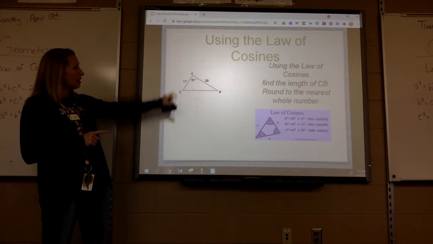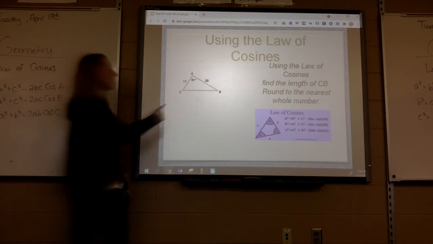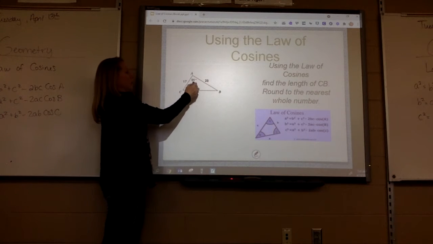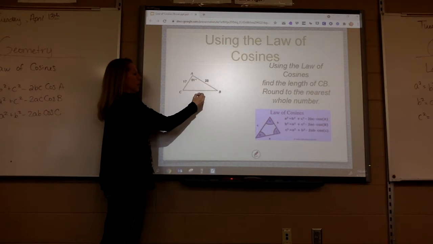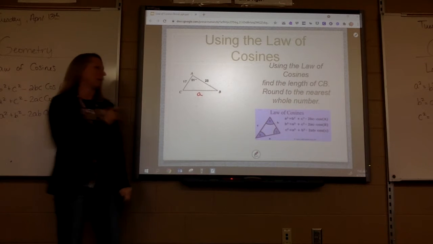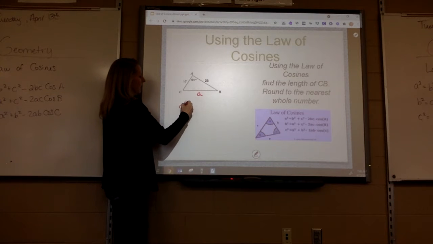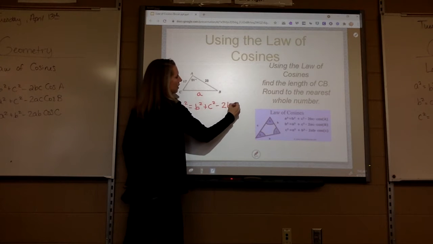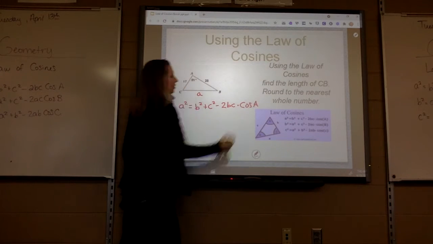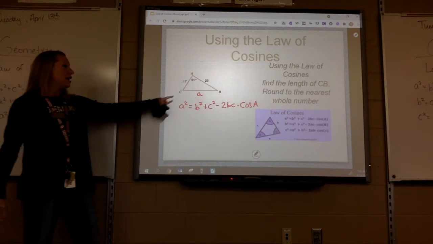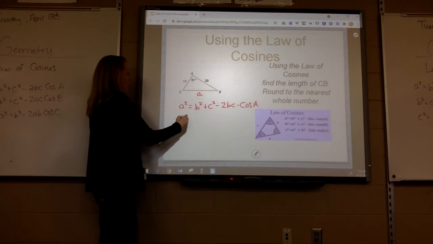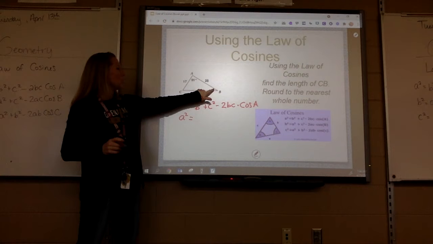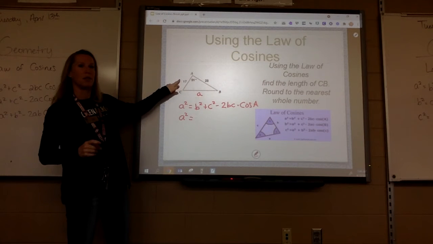So let's look at this. I'm going to use the law of cosines to find the length of CB. This is the side I'm going to find. Since that's capital A, I'm going to call this little a. You guys okay with that? My formula says that a squared equals b squared plus c squared minus 2bc times cos A. That's kind of long, right? So I'm going to find the side. A squared equals. These are my 2 sides.